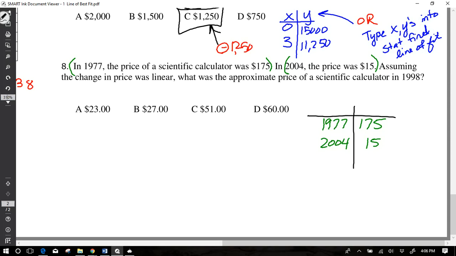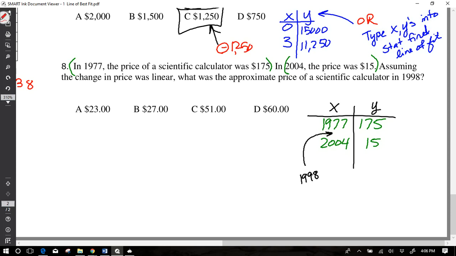All right, so that's X's and that's Y's. Assuming that the change in the price was linear, what was the approximate price of the calculator in 1998, which would go somewhere here in the middle? So, what are we going to type in our calculator? Again, we do not ever type in years.